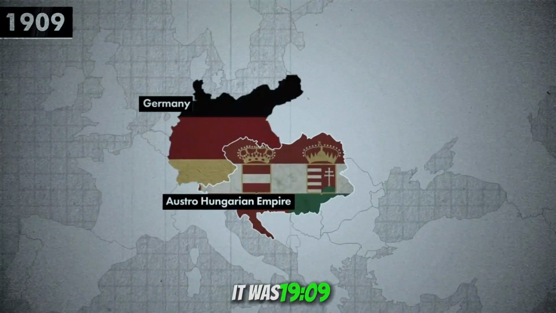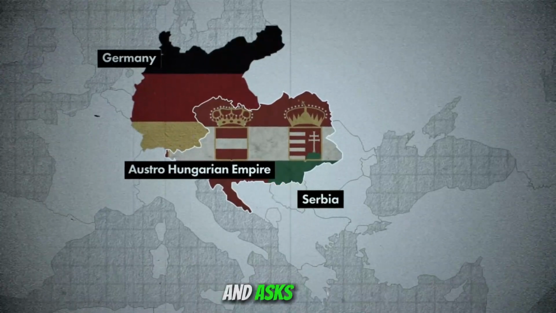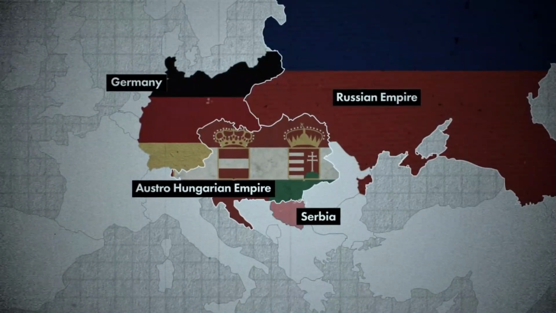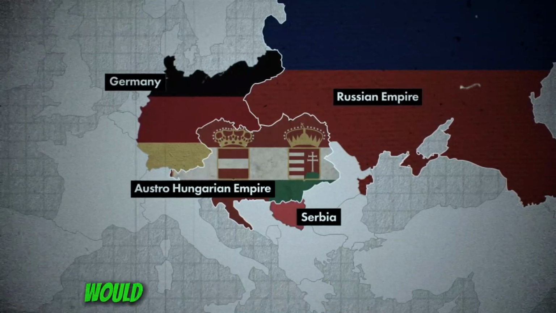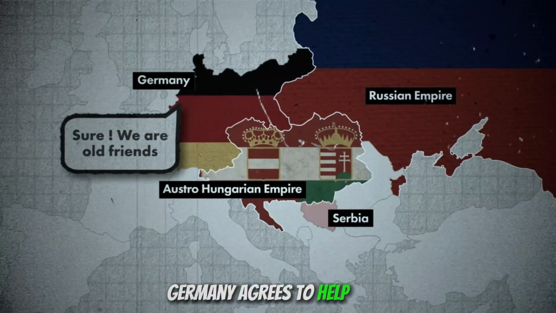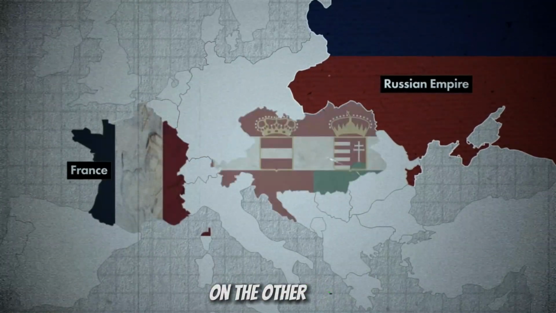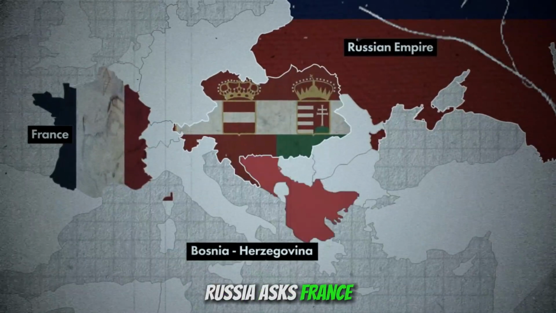It was 1909. The Austro-Hungarian Empire turned towards Germany and asked them, if they capture Serbia, and Russia comes to interfere, would Germany help the Austro-Hungarian Empire? Germany agrees to help them as they were old friends. They'd definitely help. On the other hand, Russia asks France.